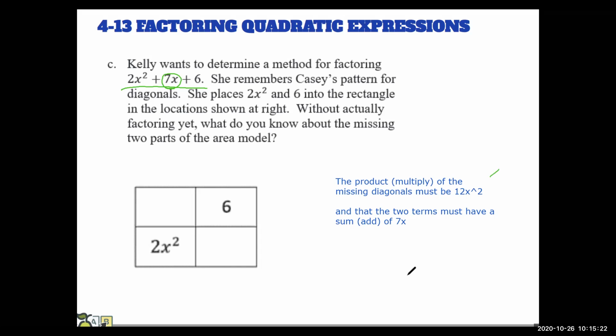This is, by the way, 12x squared. I just didn't have a way to make an exponent on my notation. Okay, so those are the things we know. We know that this times this has to be, or is 12x squared. So then this product has to be the same. And then we also know that the two numbers have to add up to 7x to make the original expression.